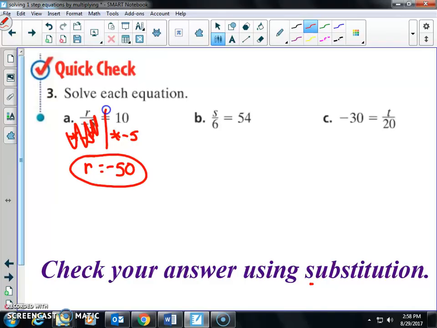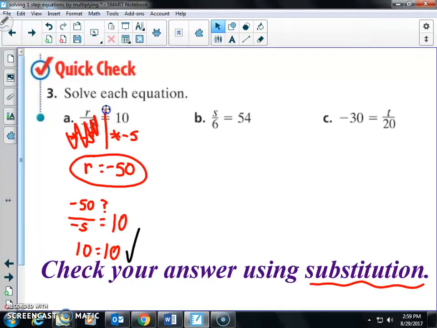Down here it says I should use substitution. So real quick, I'm going to substitute. My original problem had an r on top, but I think r is negative 50. There was a negative 5 on the bottom, and I hope that the side on the left should equal the side on the right. My barbell should balance. Let's find out. Negative 50 divided by negative 5. And negative divided by negative is a positive. Positive 10 does equal positive 10. I proved that I'm right. Check. I know I did it right. Moving on to letter B.